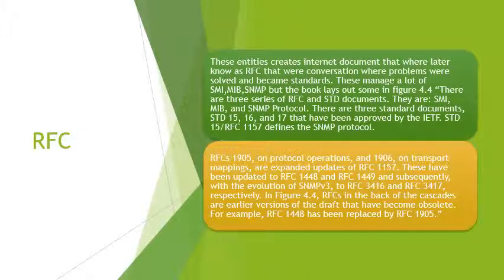These entities create internet documents that were later known as RFCs, which were conversations where problems were solved and became the standards. These manage a lot of SMI, MIB, and SNMP, but the book lays out some in Figure 4.4. There are 3 of the RFC and STD documents. They are SMI, MIB, and the SNMP protocol. There are 3 standard documents, STD 15, 16, and 17, that have been approved by the IETF.